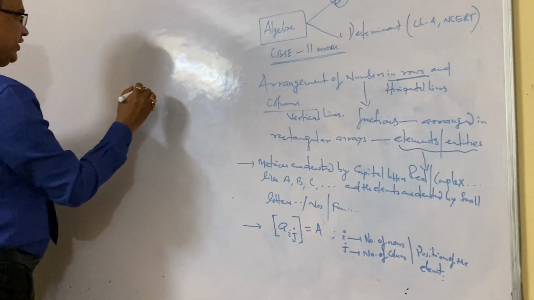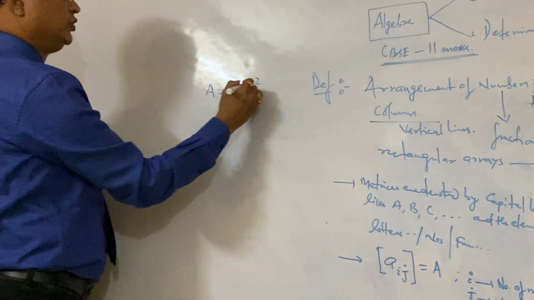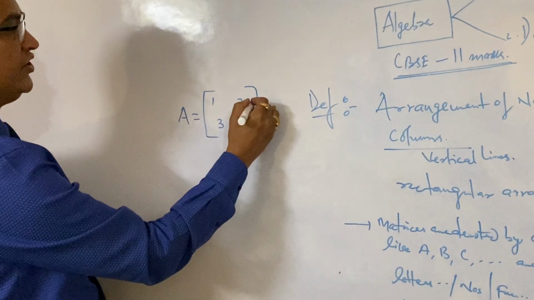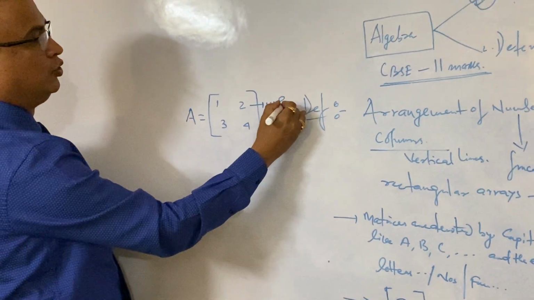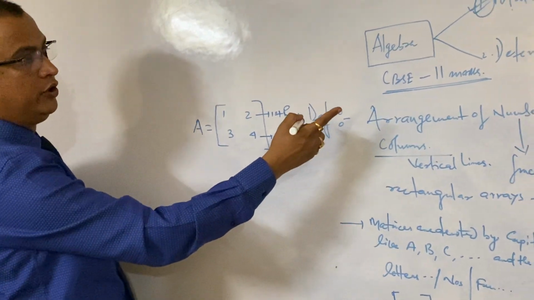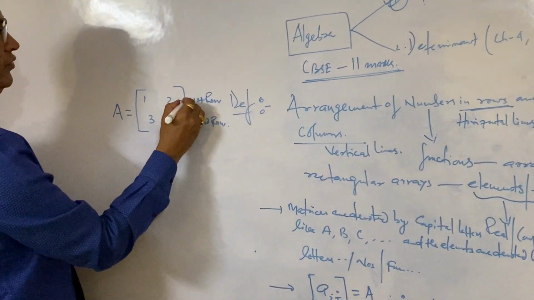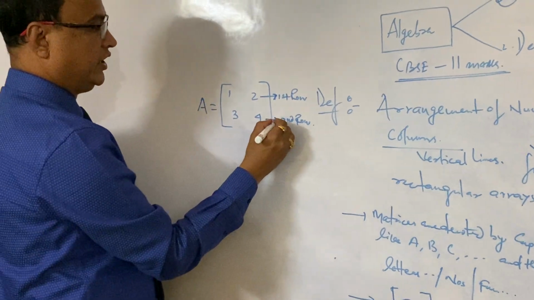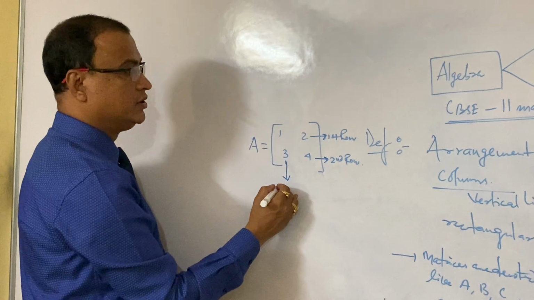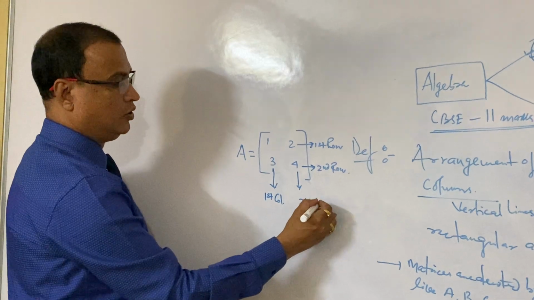If you write a simple matrix, A is equal to 1, 2, 3, 4. You can see this is the first row and this is your second row. I already told you: horizontal lines are rows, vertical lines are columns. So this is the first column, and similarly this is the second column.